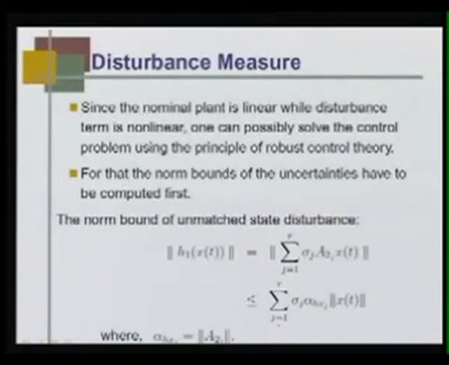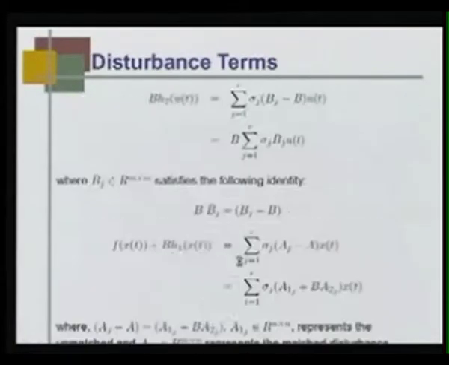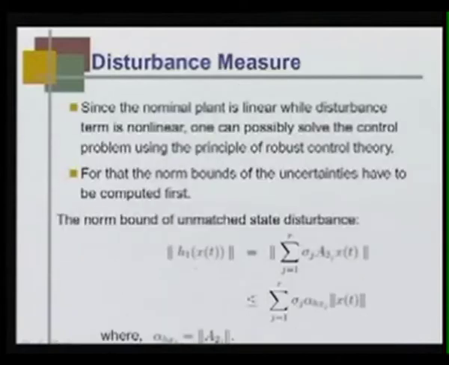So, now we will be talking about the disturbance measure, and since the nominal plant is linear while the disturbance term is nonlinear, one can possibly solve the control problem using the principle of robust control theory. For that, the norm bounds of uncertainties have to be computed first. The norm bound of the unmatched state disturbance, which is H1 x(t), which I will show you, is this one. This is the matched state disturbance.